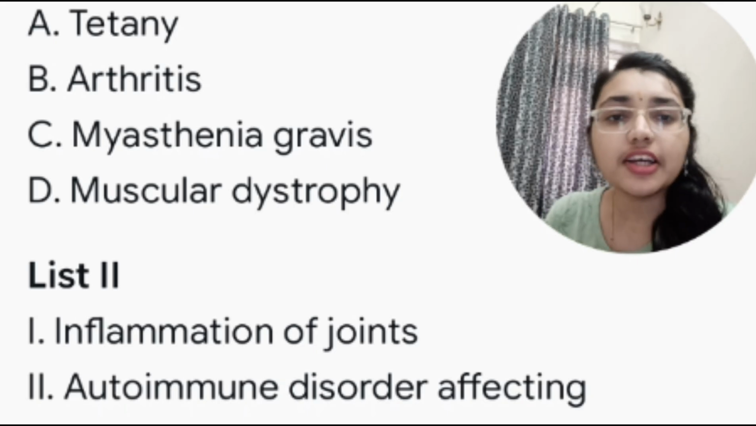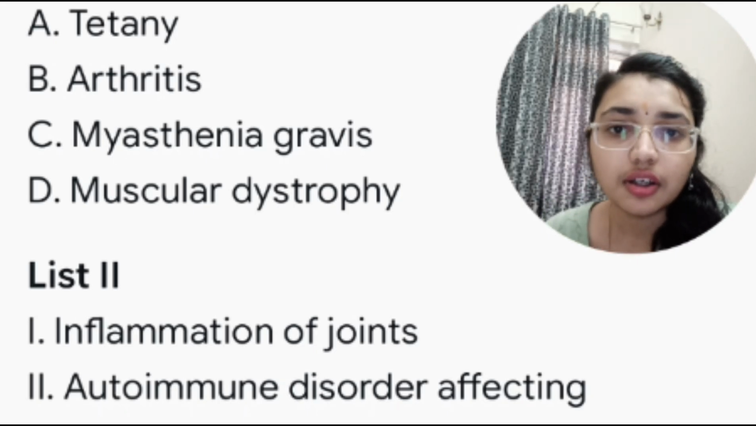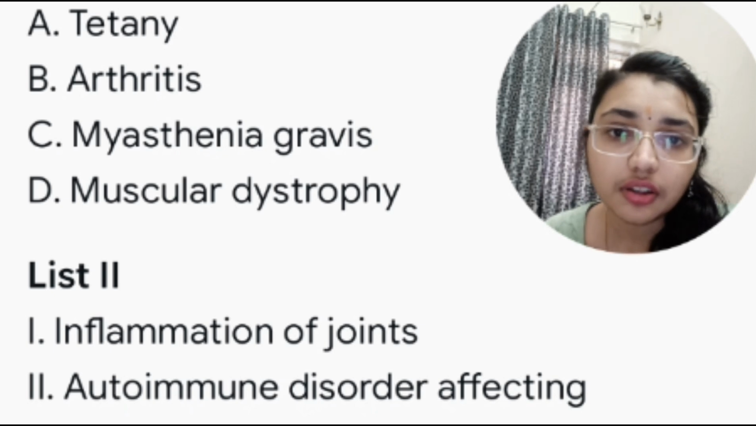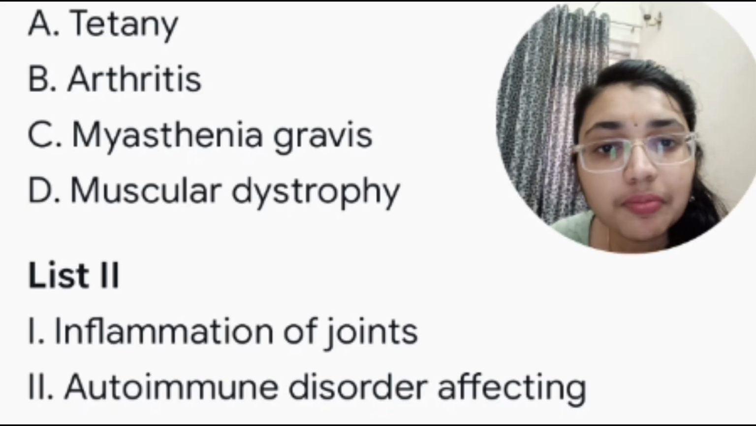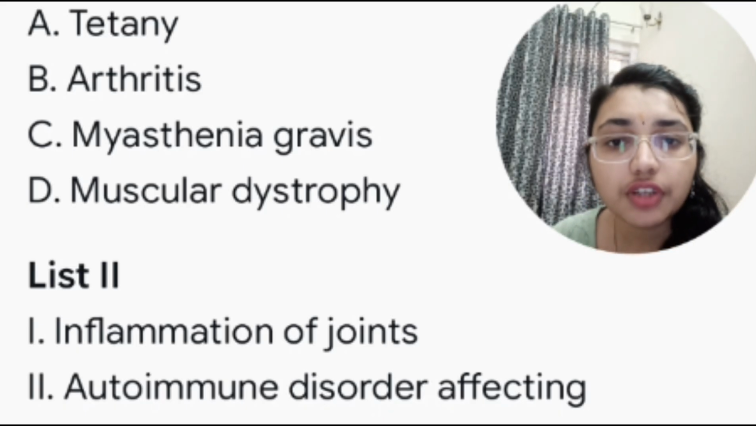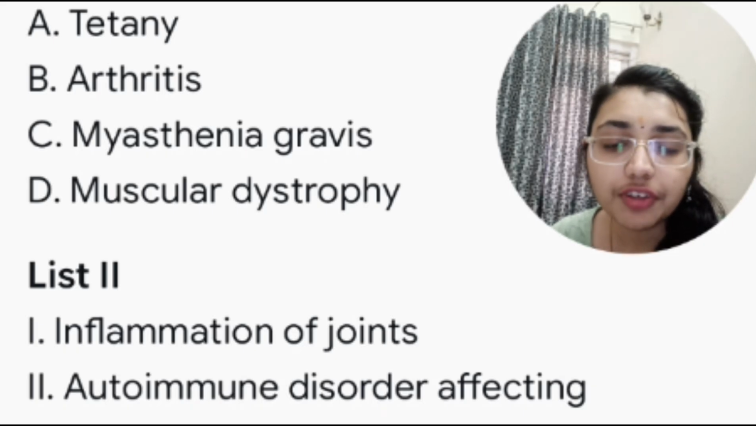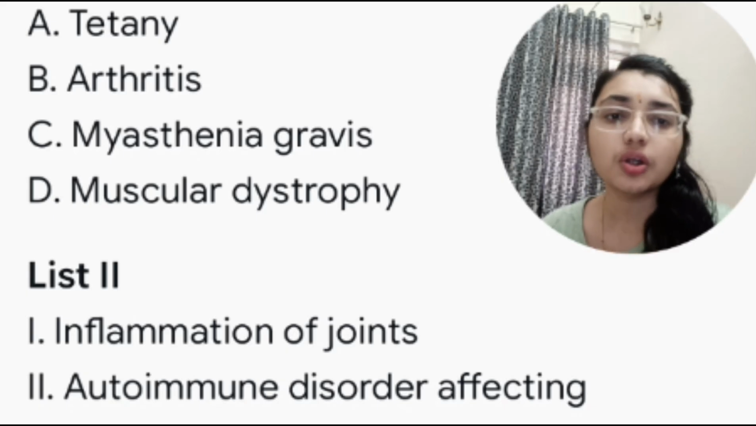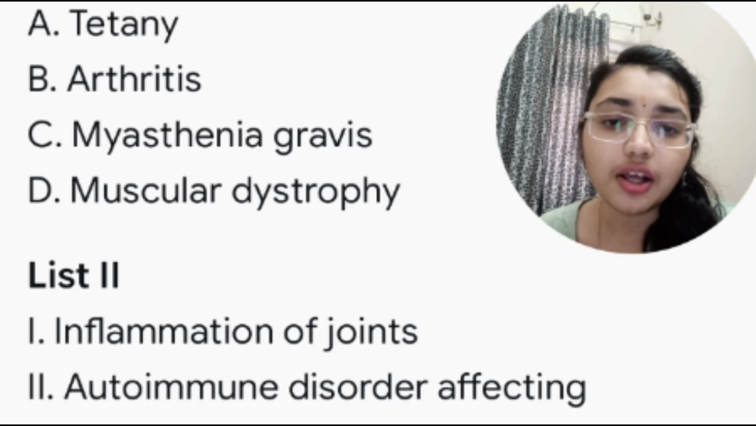Here the match-the-pairs question is given. We have to match tetany, arthritis, muscular dystrophy and Myasthenia gravis with list 2. List 2 is: inflammation of joints, autoimmune disorder affecting the neuromuscular junction, wild contraction in the muscle due to the lower calcium level in the body fluid, and progressive degeneration of the skeletal muscle.